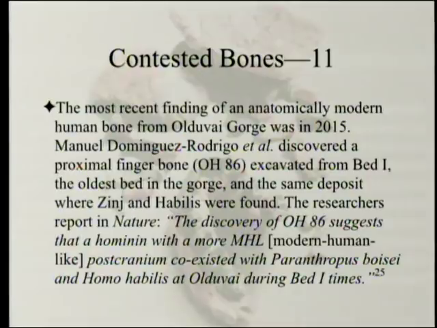The most recent finding of an anatomically modern human bone from Olduvai Gorge was in 2015. Manuel Dominguez Rodrigo et al. discovered a proximal finger bone, OH86, excavated from bed 1, that's the oldest bed in the gorge, and the same deposit where Zinj and Habilis were found. The researchers report in Nature the discovery of OH86 suggests that a hominin with a more modern human-like postcranium coexisted with Paranthropus boisei and Homo habilis at Olduvai during Bed 1 times.